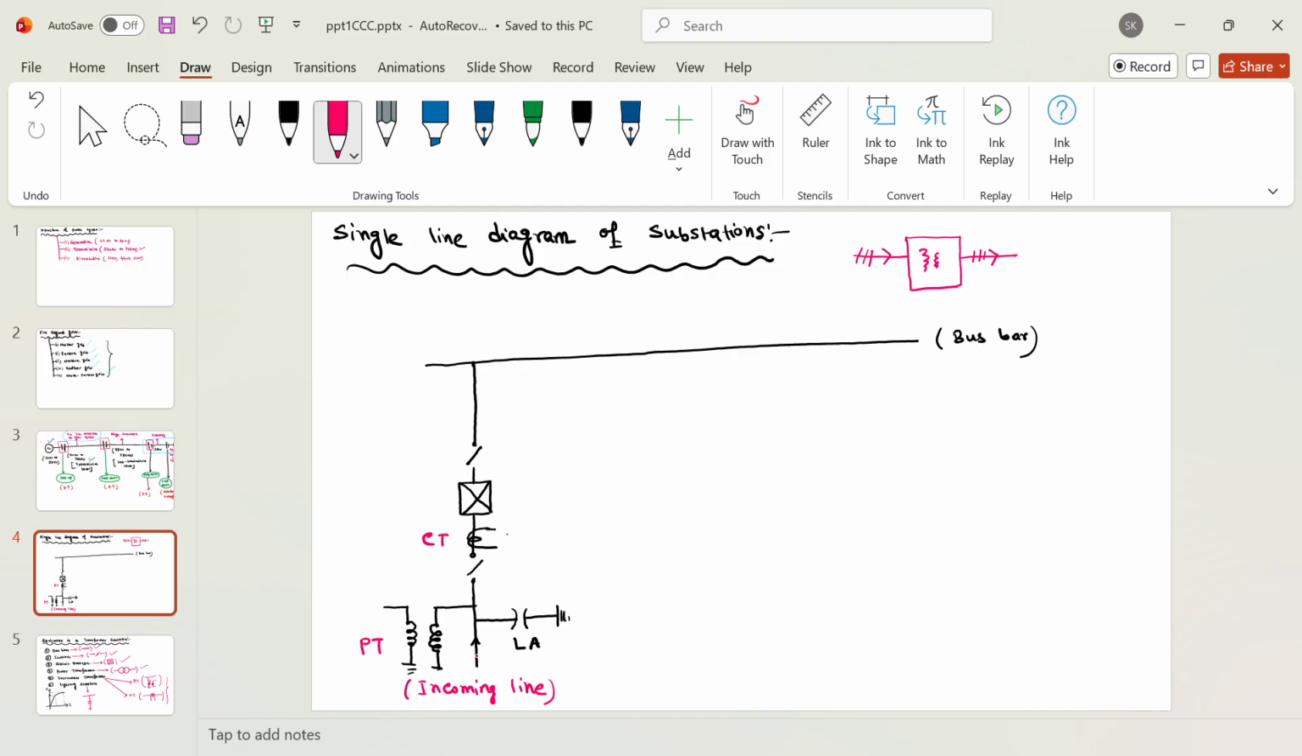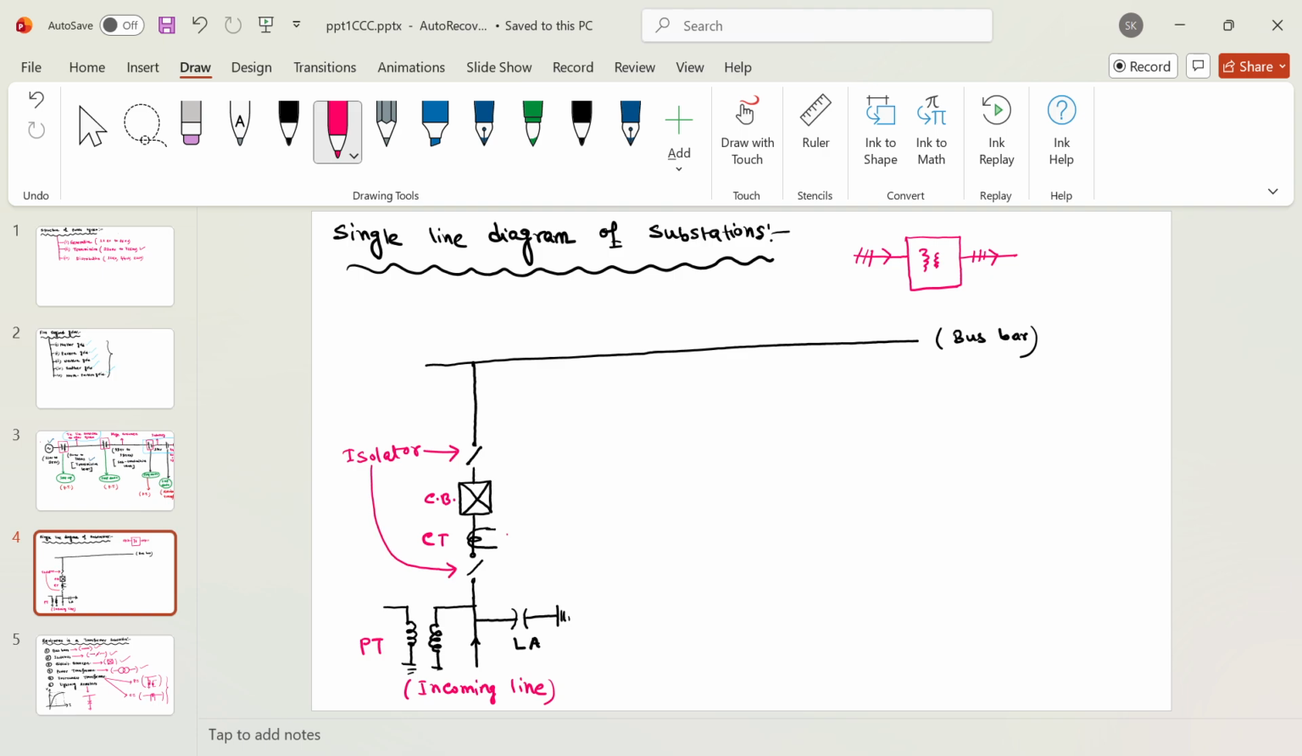If the incoming line has any kind of surges or overvoltage like lightning and all, those will go to the ground. So for safety purposes, at the start of the substation we will be having these lightning arresters. And this is my circuit breaker, and this is my isolator, and this is also an isolator.